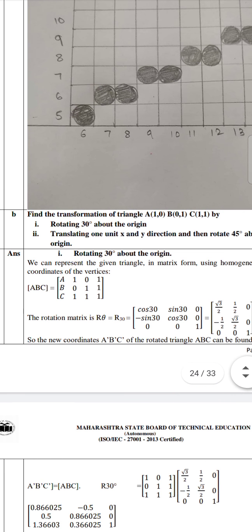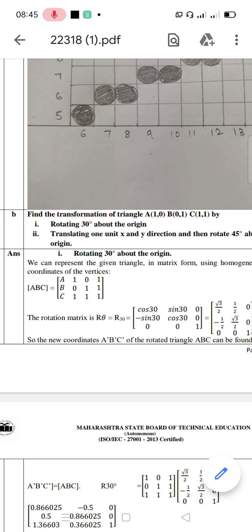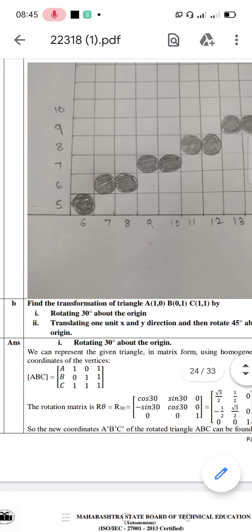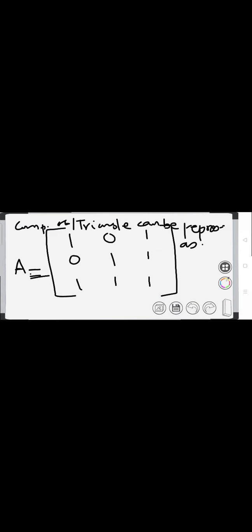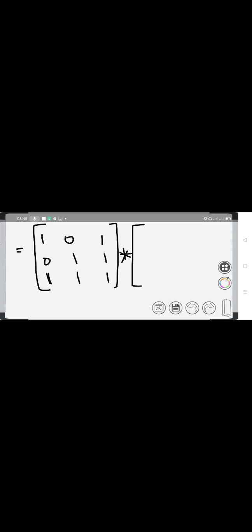In the first bit what I have told you, that rotating 30-degree about the origin. So it is the only single transformation you want to carry out. So there is no need to perform any composite transformation here. It is a single transformation that you have to carry out, right? So what you can do is, okay, you can keep your computer object matrix on the left hand side, that is 1 0 1, 0 1 1 and 1 1 1, okay, and you can multiply this with your rotation matrix.